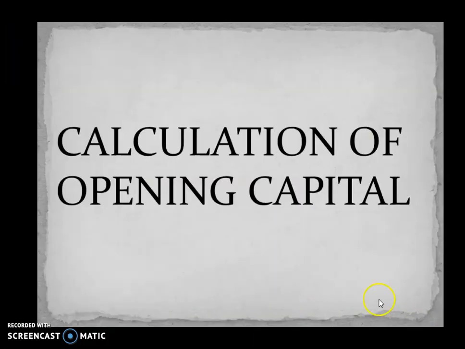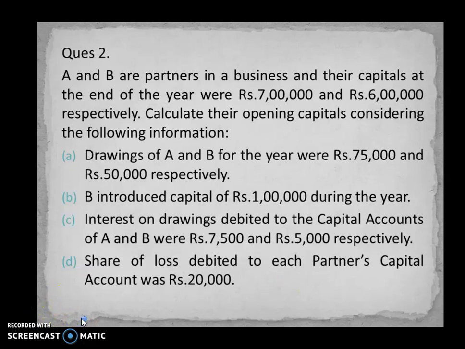So moving forward, now we have to calculate the opening capital. Opening capital, I told you, is the beginning capital which the partners would be having. The question says, A and B are partners in a business and their capitals at the end of the year were 7 lakh and 6 lakh rupees. Calculate their opening capitals considering the following information. The information given to you is drawings. Drawings means whatever amount they have withdrawn.